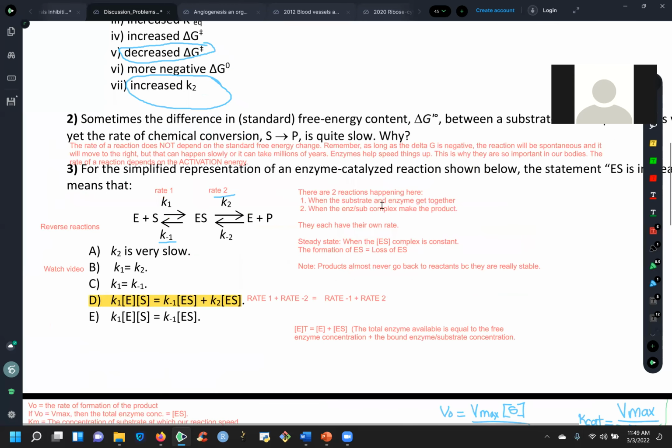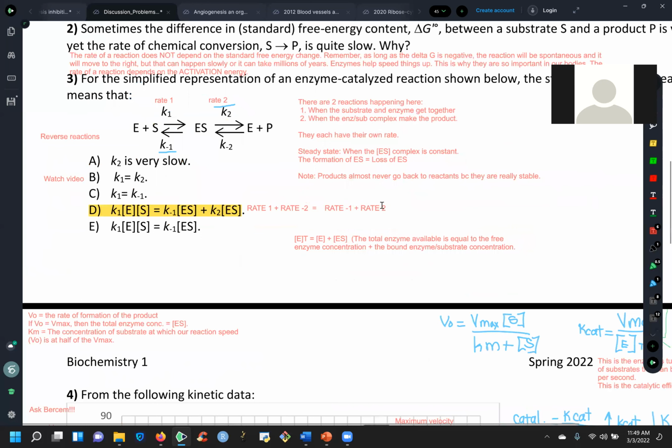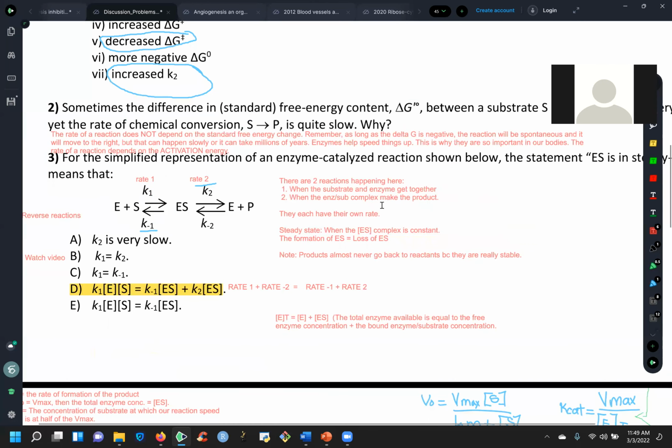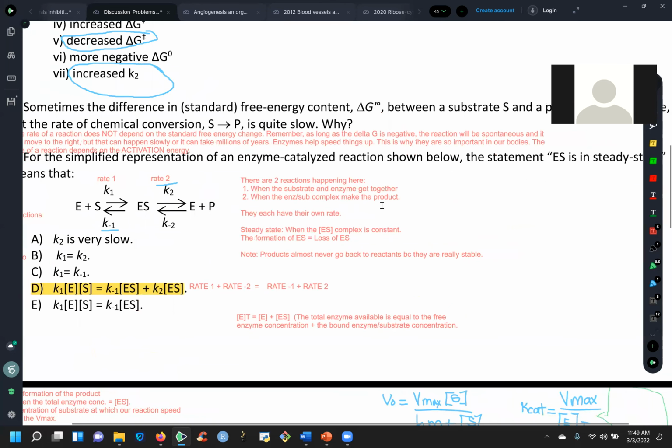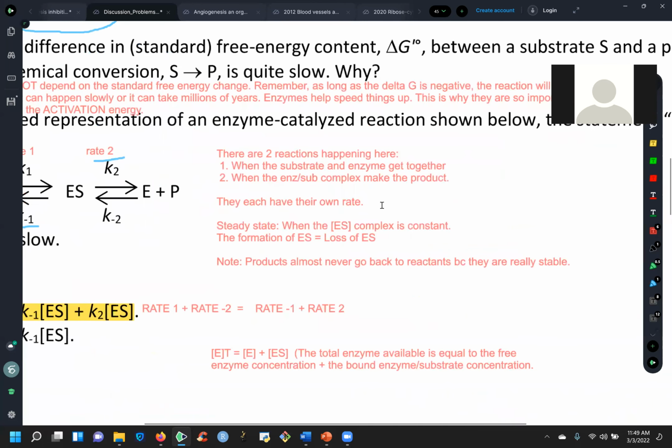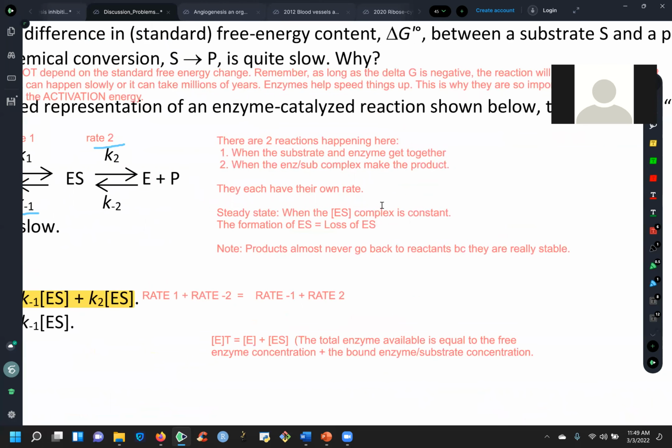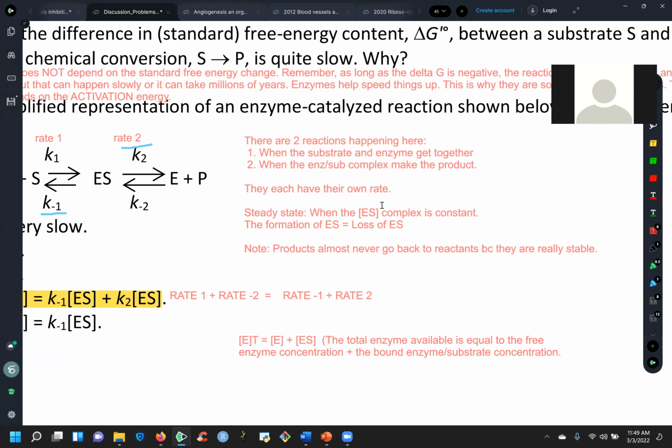Number 3, for the simplified representation of enzyme catalyzed reaction shown below, the statement ES is in steady state. Okay, so I wrote some notes for you. We're going to go over those first, and then I'll explain it on the board. So there are 2 reactions happening here. That's reaction 1. So wherever you see the little reaction arrows, this is reaction 1, and then this is reaction 2.